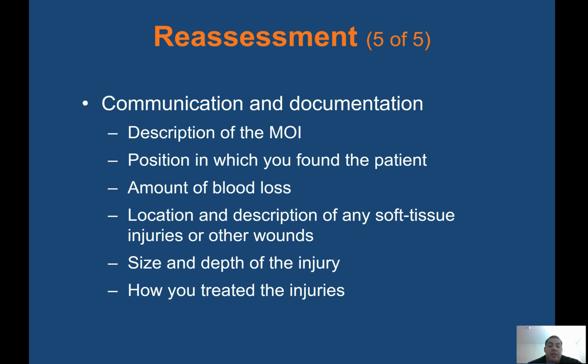So location and description of any soft tissue injuries or other wounds. Size and depth of the injury. How you treated the injuries. So every time I see an injury on my patient and I write in my PCR, I always use "approximate" before everything. Patient has an approximate 1-inch laceration on his arm, approximately half inch deep, half inch wide. And then how you might have treated those injuries. I put a sterile bandage over and I wrapped it up, or I put an ice pack on it, or I splinted it. Anything along those lines, if you have time.